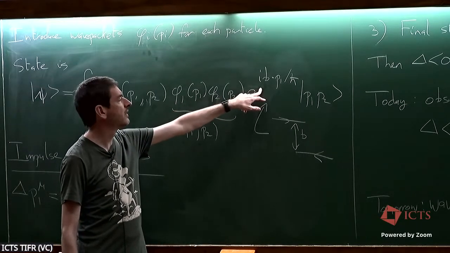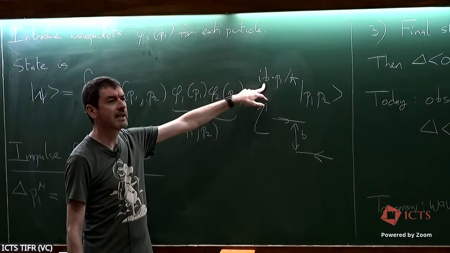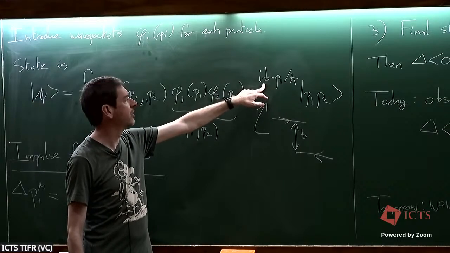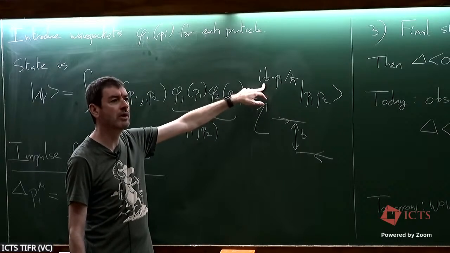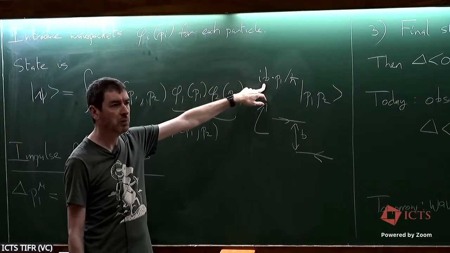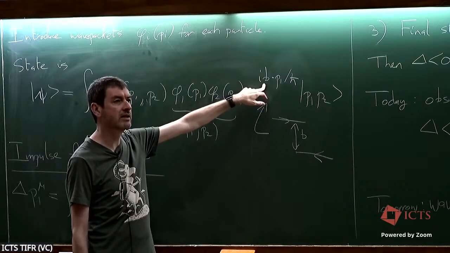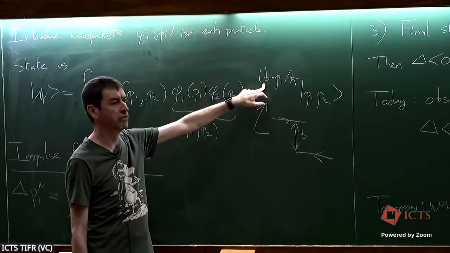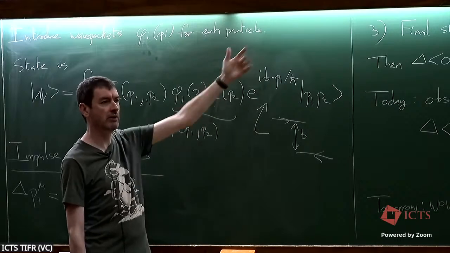So you might think that I should translate both particles. So I could write e to the i b1 dot p1 plus e to the i b2 dot p2. That would translate 2 particles. But I've just put one at the origin and translated the other one. Then it's just one translation operator for one particle relative to the other.